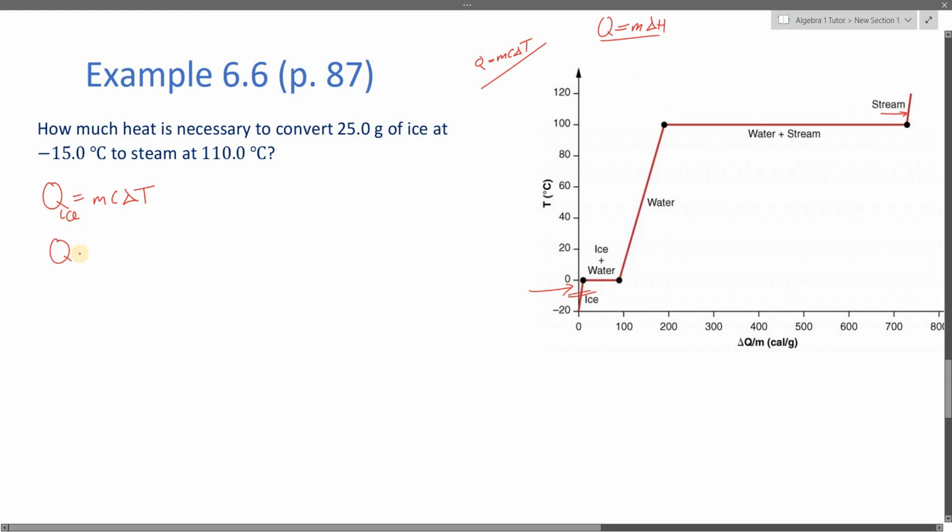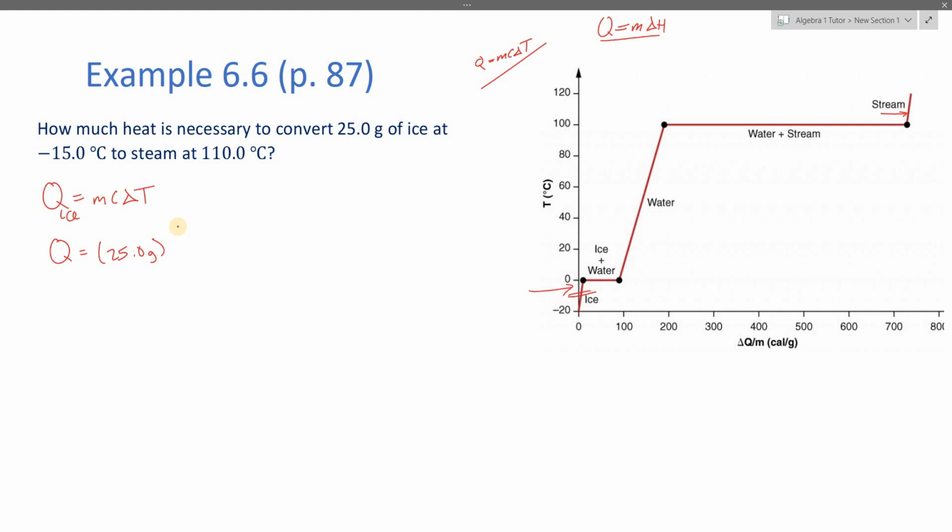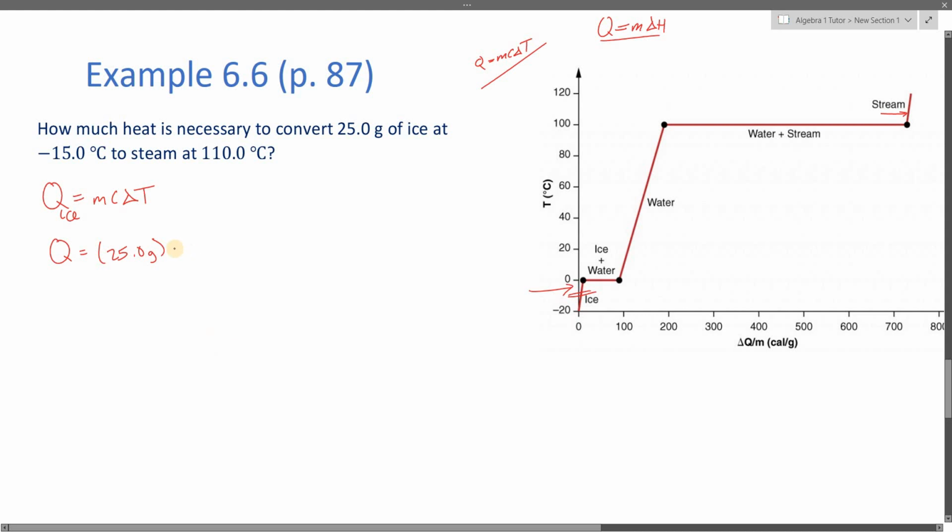Well, Q is equal to, and we have the mass. The mass doesn't change through the whole problem. So that's 25.0 grams. Then we have the specific heat of ice. Now we have to go back to the page that had that value. The page that has the specific heat of ice is page 81. It says the specific heat of ice is 2.06. So here it is, 2.06.